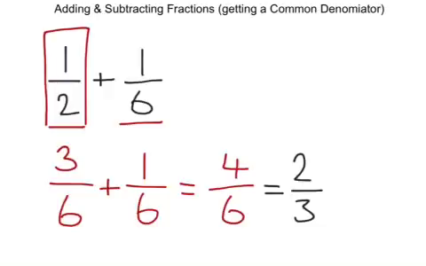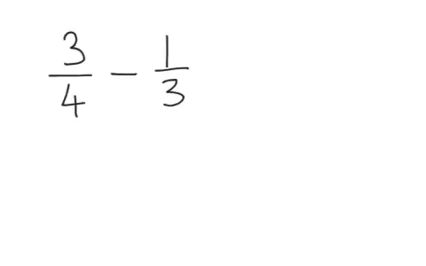So in this example, we only had to change one of the fractions into an equivalent fraction. Sometimes we need to change both of them. So for example, if I have 3/4 take away 1/3, I can't make the quarters into thirds or the thirds into quarters, so what I need to look for is the smallest number that 4 and 3 go into, the smallest or the lowest common denominator. And I know that both 4 and 3 go into 12. So I'm going to make them fractions out of 12.